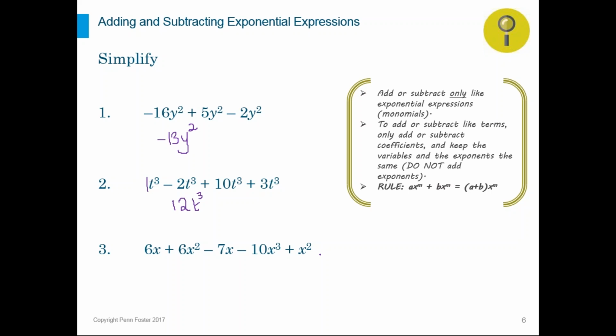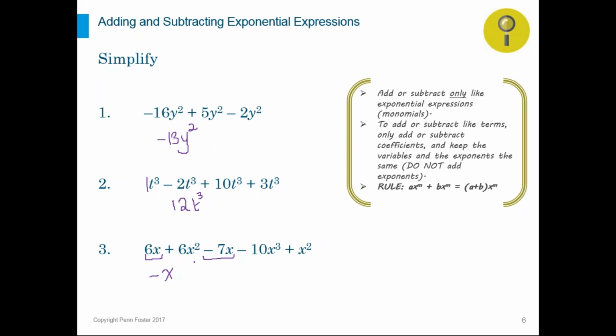So the like terms, the like monomials in this question are 6x and also negative 7x. These can be added together. The coefficients can be added together. 6 minus 7 is negative 1. So it's going to be negative 1x, which is negative x. I'm done with the two terms there.